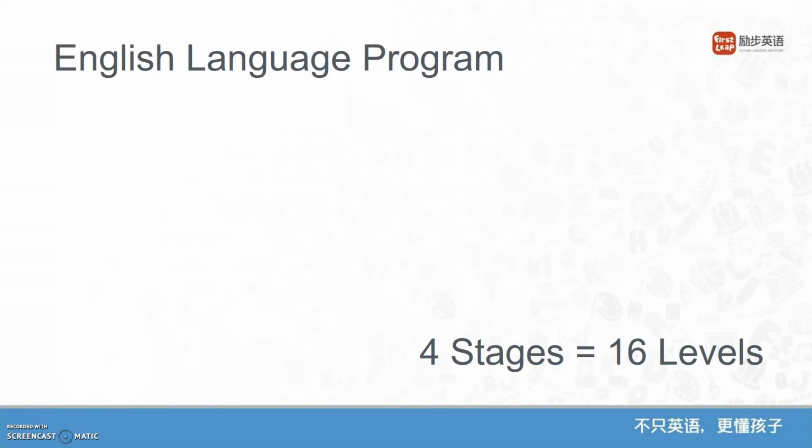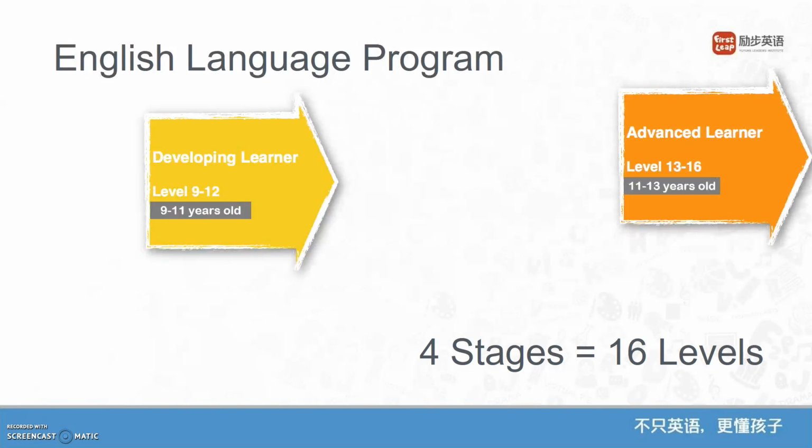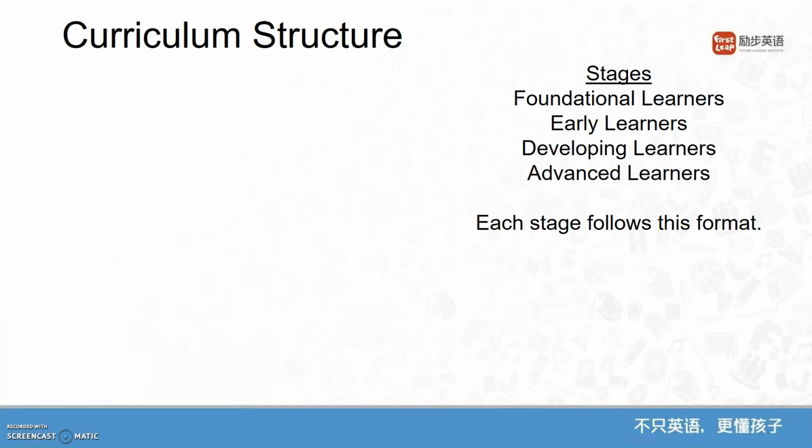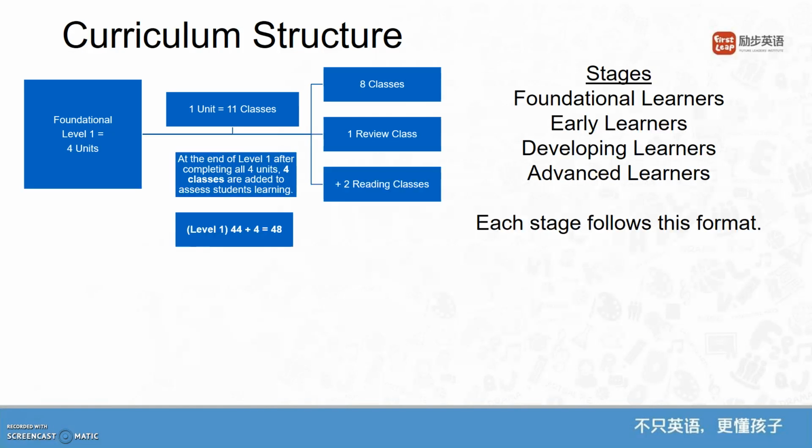So now that you have a better idea of where the content is from and how it's integrated into the curriculum, let's examine the program structure a bit more. Recall there are 4 stages for foundational, early, developing, and advanced learners. With 4 levels in each stage, that adds up to a total of 16 levels. Here's a more detailed breakdown of the curriculum structure.